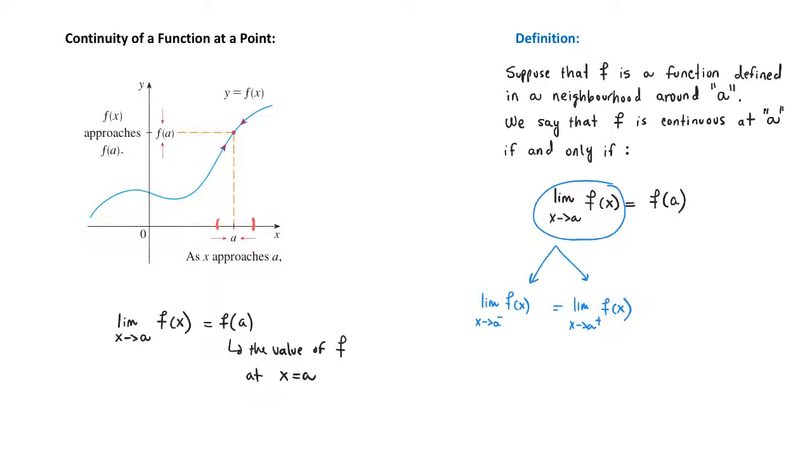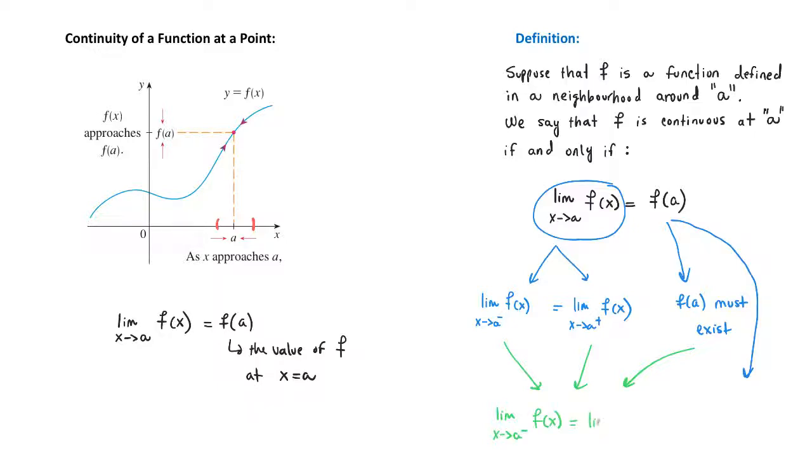But that's not enough. We also want the function to be defined at a. In other words, f of a must exist, must be equal to a real number. And the most important condition, I need another arrow over here, is that all of these three must be equal to each other. Actually, what would be really nice is to put 3 arrows right here. We will say that the limit as x approaches a from the left of f of x must equal the limit as x approaches a from the right of f of x, which must be equal to f of a.